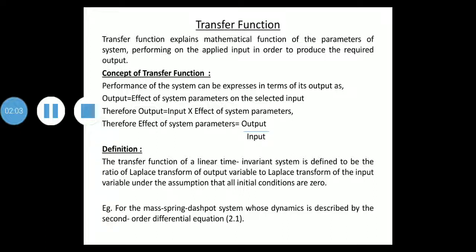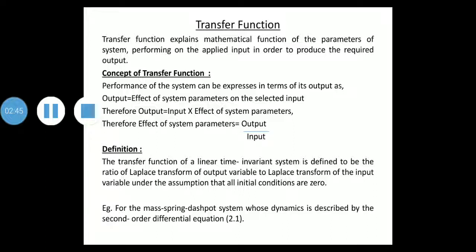Now these system parameters have a role in the performance of the system, which can be expressed as the ratio of output to input. Then mathematically such a function explaining the effect of system parameters on input to produce output is called transfer function. Because of the own characteristics of the system parameters, the input gets transferred into output once applied to the system. So this is the concept of transfer function. Now we'll go for the definition of the transfer function.